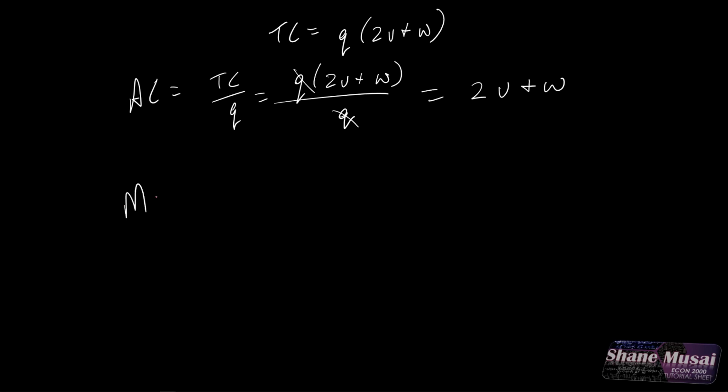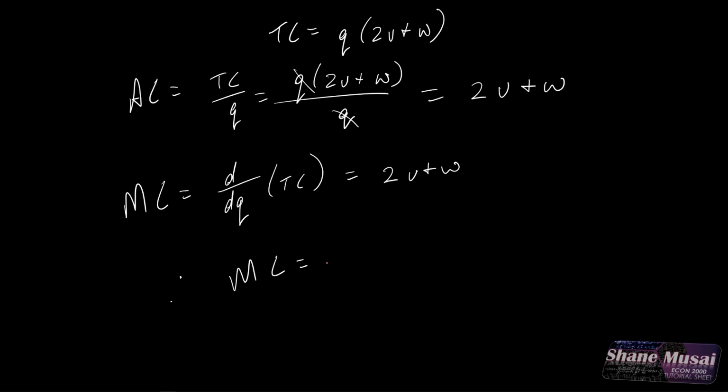Now to get the marginal cost, you would differentiate your total cost function with respect to Q. If you take the derivative, dTC/dQ, you would get again 2V plus W. So therefore, your marginal cost is equal to your average cost, which is equal to 2V plus W. And that answers part C.